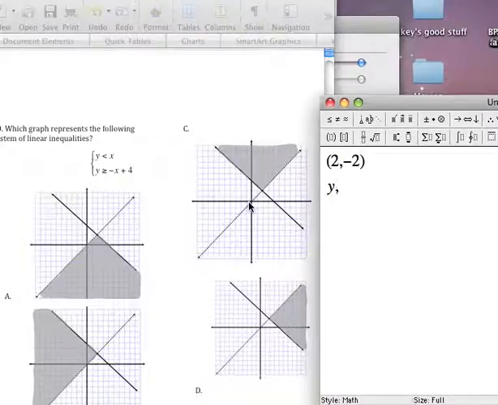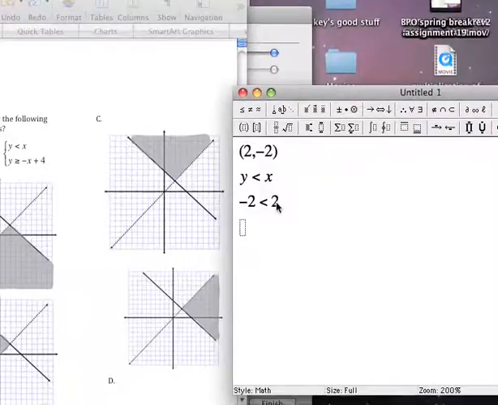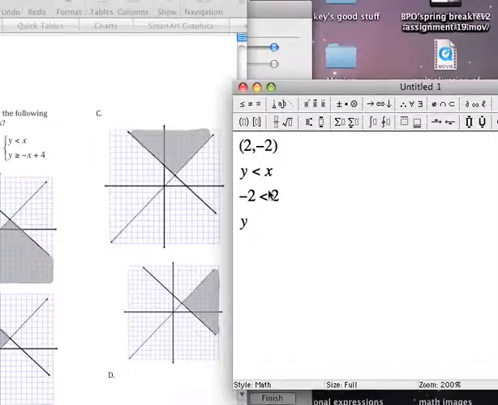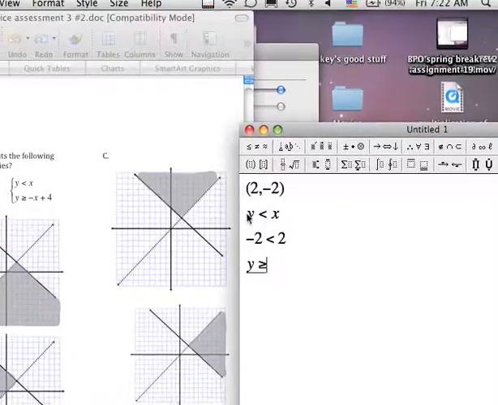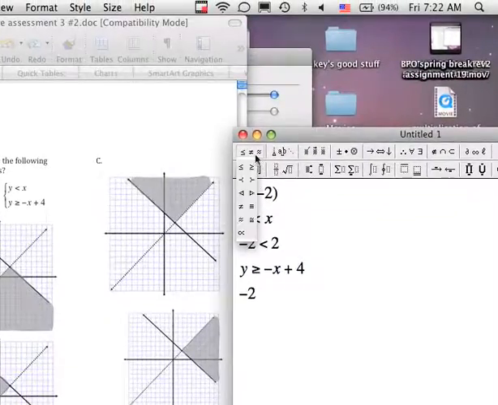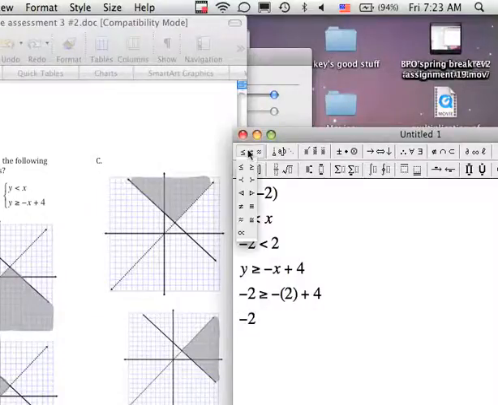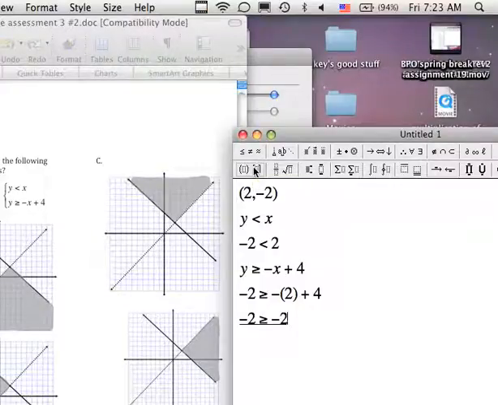So now I have y is less than x, and y equals negative 2, and x equals 2, and negative 2 is less than positive 2, so that works. Now my second equation is y is greater than or equal to negative x plus 4. Now y is equal to negative 2, so negative 2 has to be greater than or equal to negative, replace x with 2, plus 4. I don't think that's going to happen, because negative 2 plus 4 is positive 2, and negative 2 isn't greater than positive 2, so letter A isn't going to work.